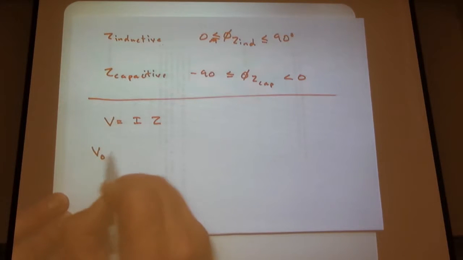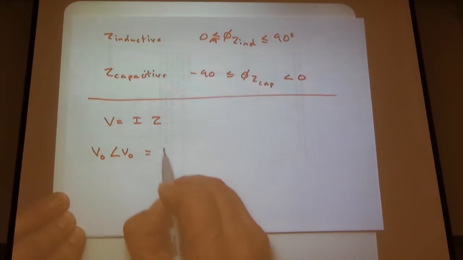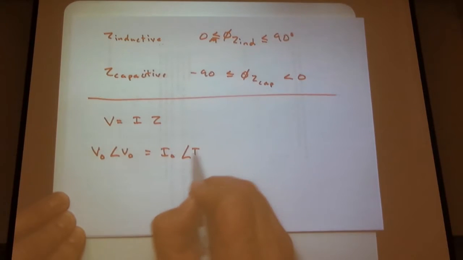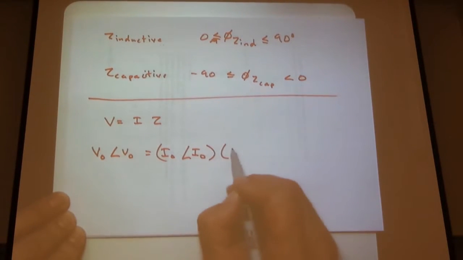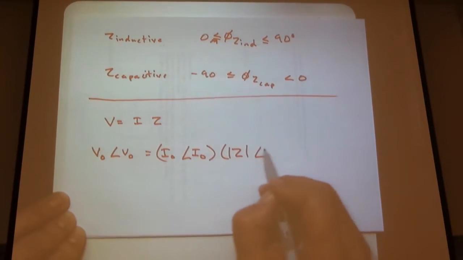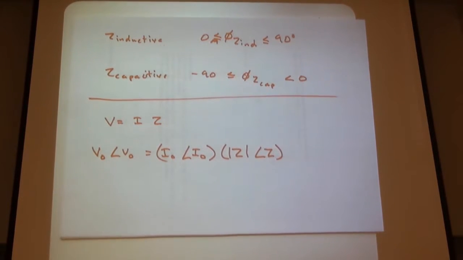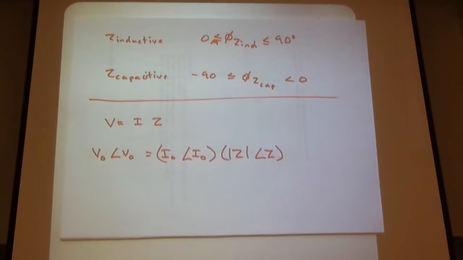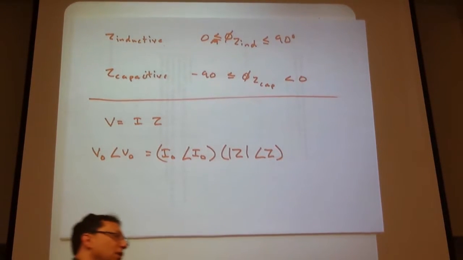And we can write this as V angle V naught, we've done this a couple times, I angle I naught times Z magnitude angle Z. With that in mind, what's the phase difference between the voltage and the current? So if we look at a given component, or set of components, it doesn't matter. What's the phase difference between the voltage and the current?